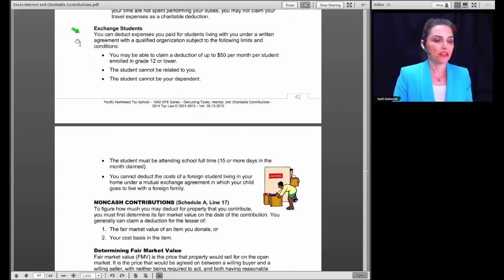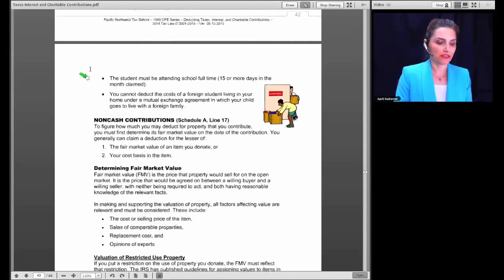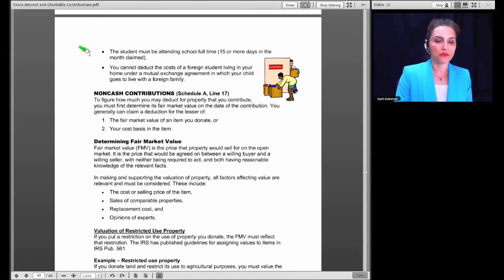Exchange students, you can deduct expenses you paid for students living with you under a written agreement with a qualified organization subject to the following limits and conditions. You may be able to claim a deduction of up to $50 per month per student enrolled in grade 12 or lower. The student cannot be related to you. The student cannot be your dependent. The student must be attending school full-time for 15 or more days in the month claimed, and you cannot deduct the cost of a foreign student living in your home under a mutual agreement where your child goes to live with a foreign family.